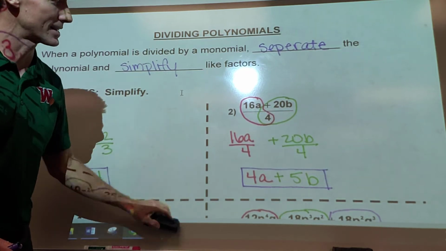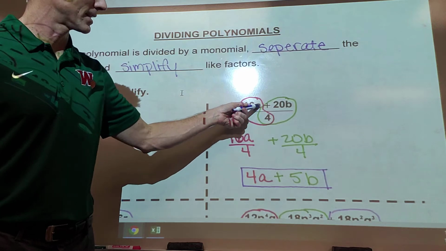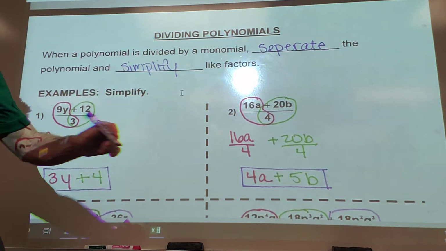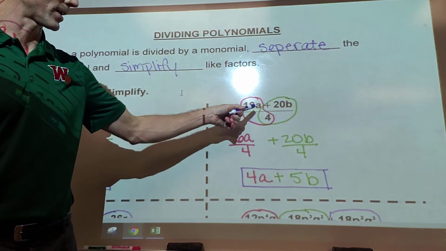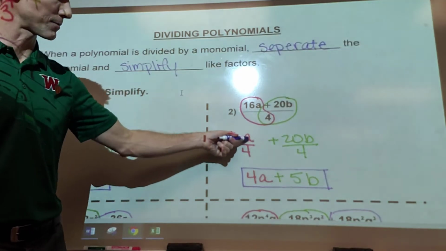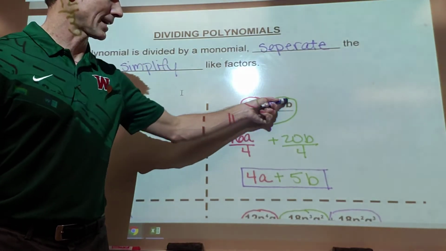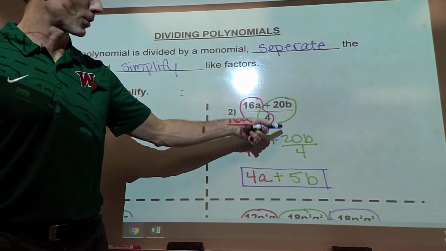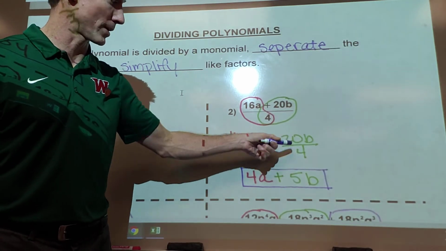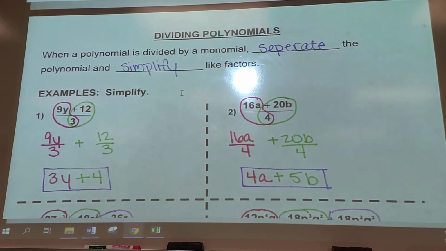Same thing on this second part. If I separate my numerator and divide 4 into the 16a, 4 goes into 16 4 times. We still have an a left over. Looking at the second portion, 4 goes into 20b, 4 into 20 5 times, and we still have a b.